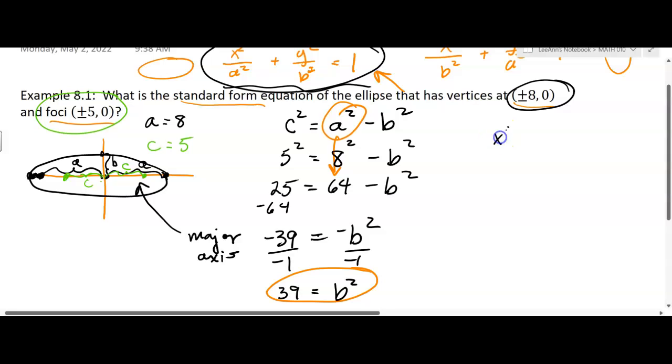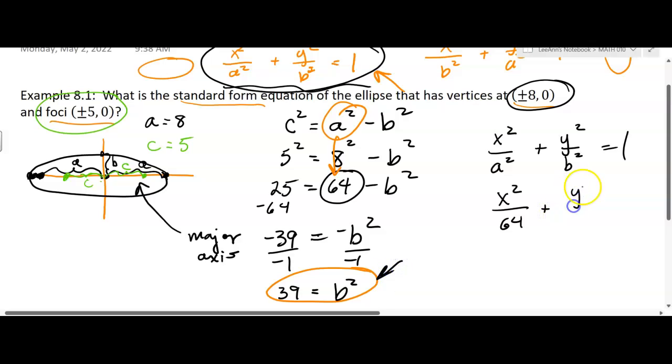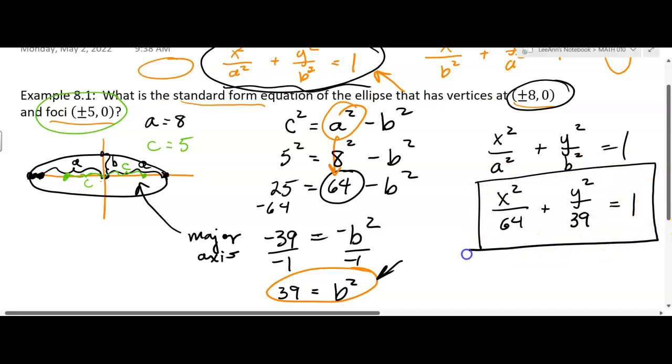So let me just rewrite it. X squared over A squared plus Y squared over B squared equals 1. And we know A squared is 64. You could just square the 8 again if you wanted to. And we know B squared now, we just figured that out. Y squared over 39 equals 1. That's the standard form for this ellipse. And you're done.